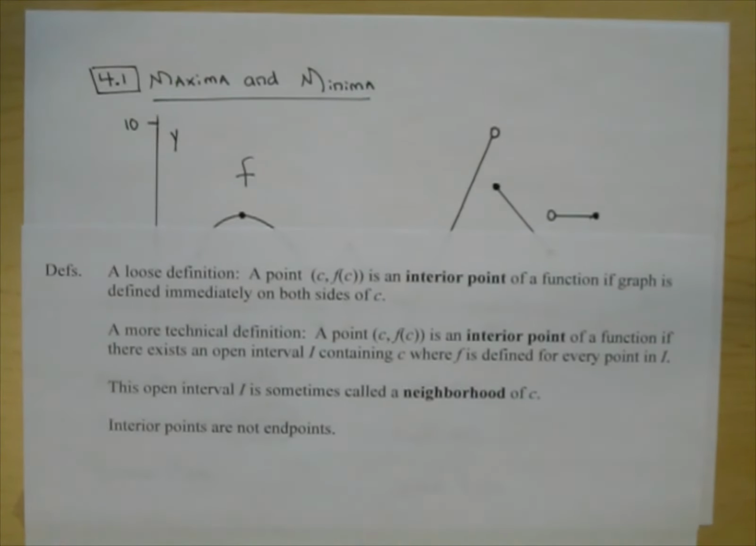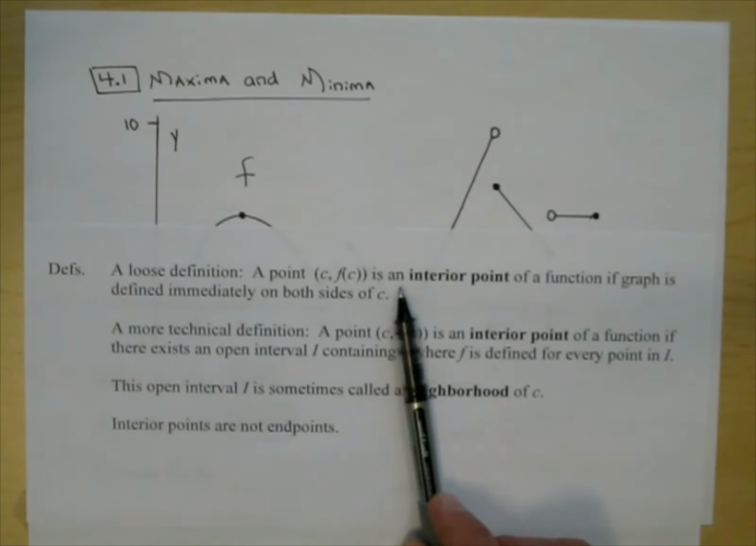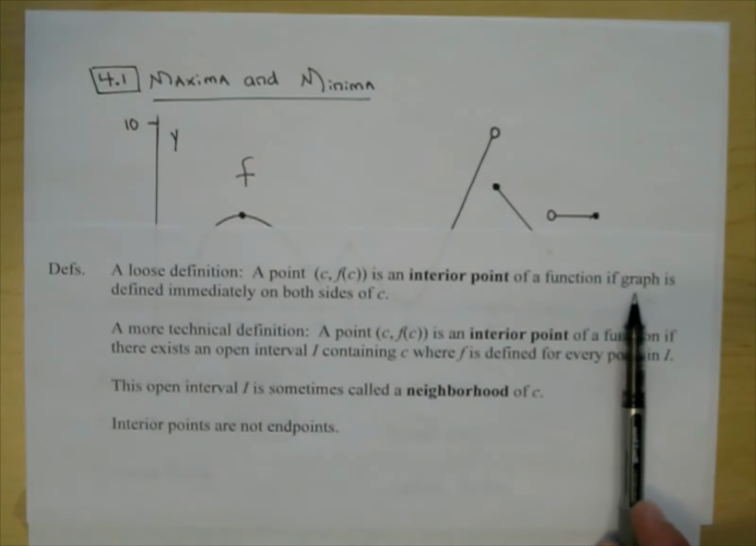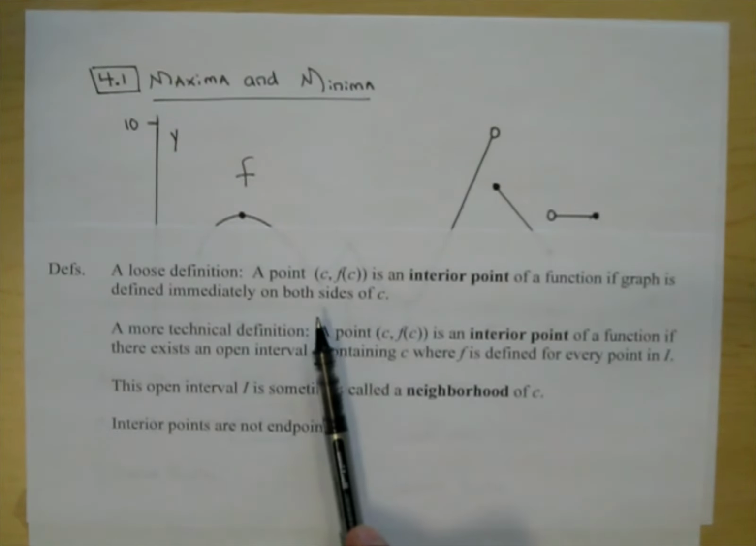A loose definition of an interior point. A point c, f of c, is an interior point of the function if the graph is defined immediately on both sides of c. Now when we say both sides, we mean to the left and to the right.